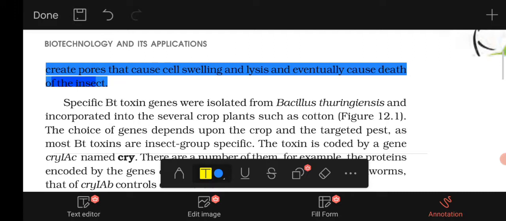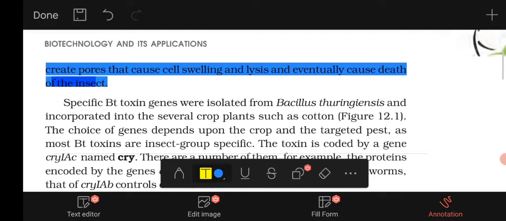So specific Bt toxin genes, which are present in the bacteria, were isolated from Bacillus thuringiensis and incorporated into several crop plants such as cotton. Like in Bt cotton, they are incorporated into cotton. In the case of Bt rice, in rice. Here we are considering the case of cotton. The choice of genes depends upon the crop and the targeted pest.